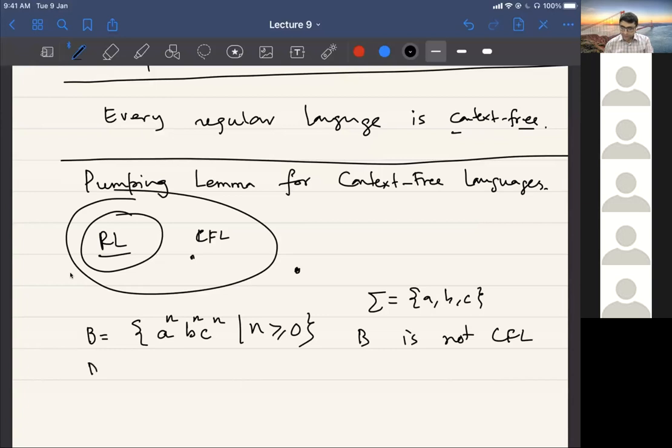Similarly, let me create a language D. This D is very similar to the language for which we just created a PDA. It's a language of strings ww, rather than w reverse, such that w is from sigma, and that sigma is {0, 1}. This language D is also not CFL. So before I give an argument for D, can you see why D is not context-free? It's very easy to see why D is not context-free.